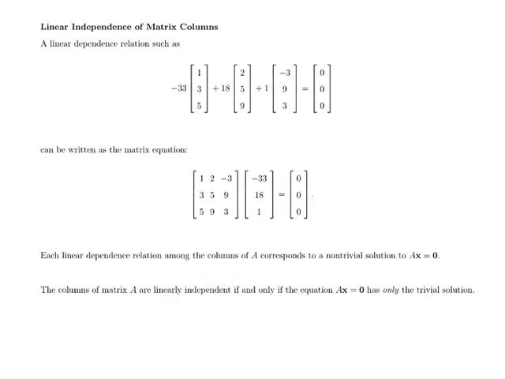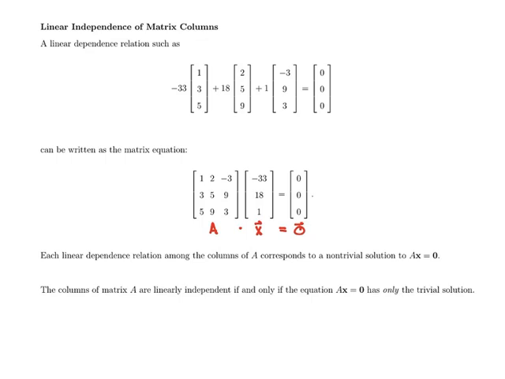So what we're talking about here is the linear independence of matrix columns. Here we had our linear dependence relation: negative 33 times the first column plus 18 times the second column plus 1 times the third column equaled the 0 vector. That can be written as the matrix equation, the matrix A that we started out with, times some solution x is equal to 0.